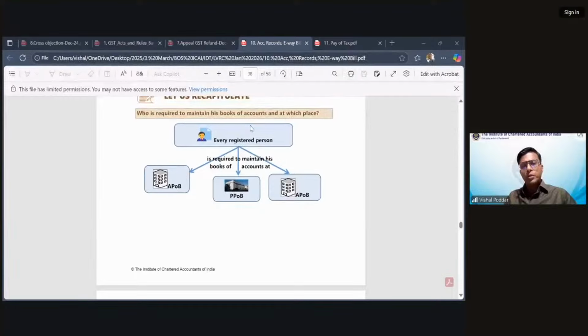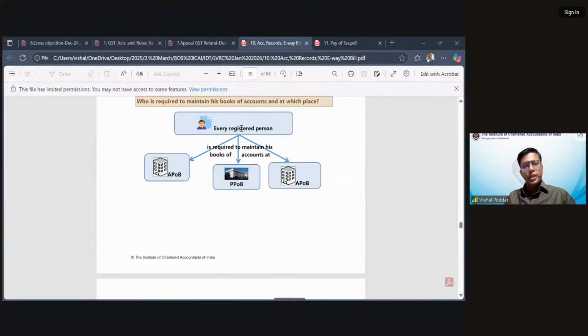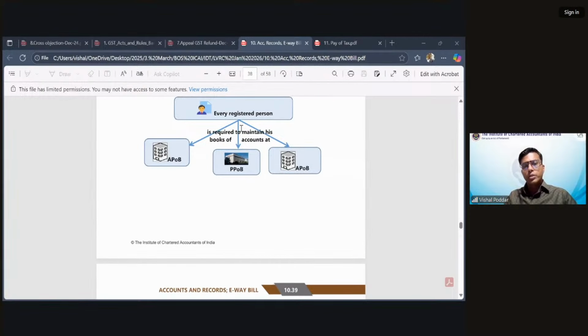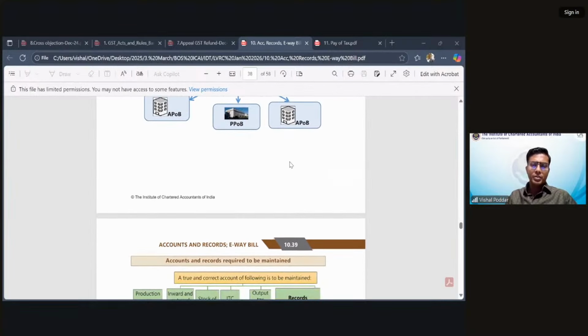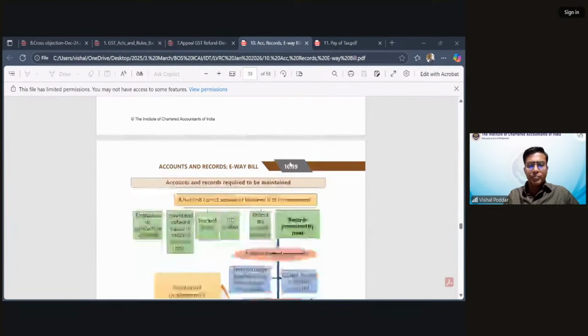Now, the first question about maintenance of accounts is who is required to maintain books of accounts and at what place? So, first, every registered person will be required to maintain books, and these books have to be maintained at their principal place of business plus at the additional place of business. So, in short, the books have to be maintained at their respective places to which that particular transaction pertains.